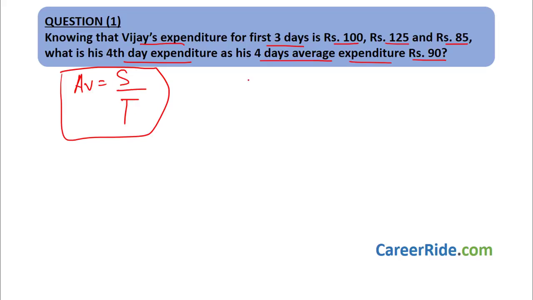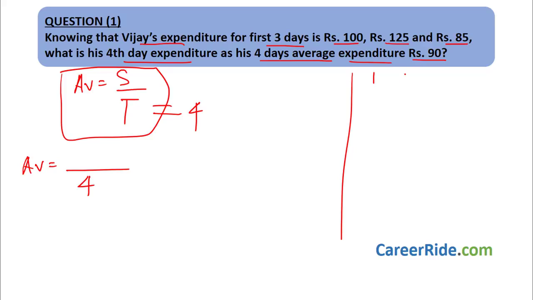Here they have given 4 days average, okay, and first 3 days expenditure they have given, and we have to find the 4th day expenditure. So total number of days are nothing but 4, right? So average would be sum upon total number of days, that is 4. Now let us see what exactly would be the sum.